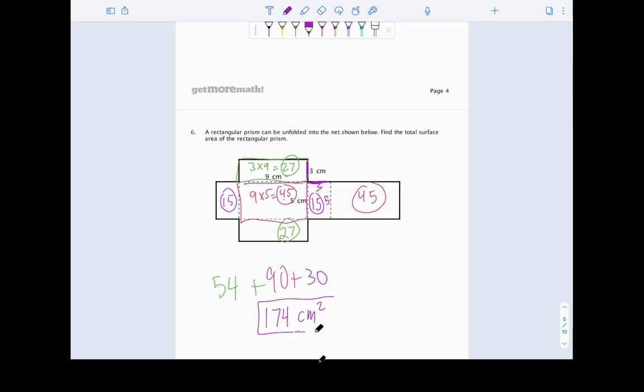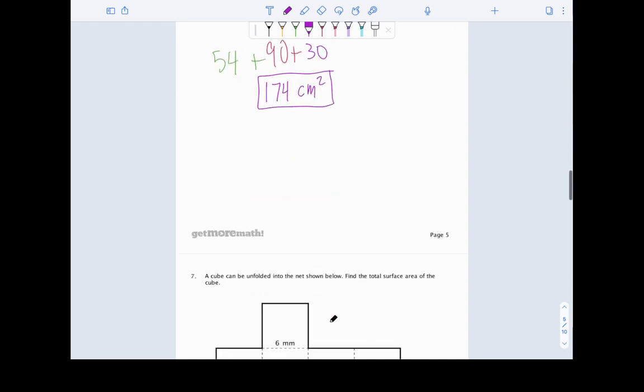I know that's a lot of math, a lot of math done in my head, but you have the Desmos calculator to help you.